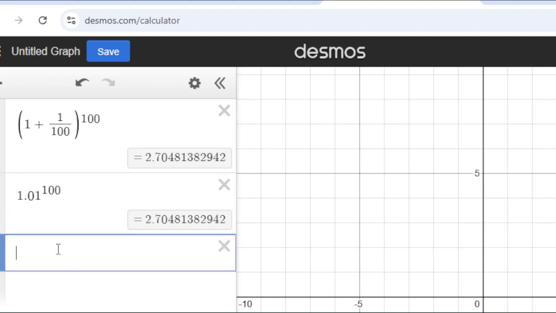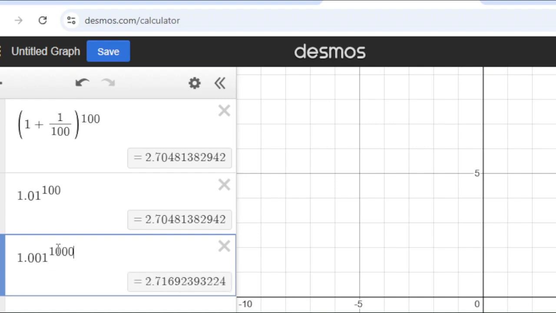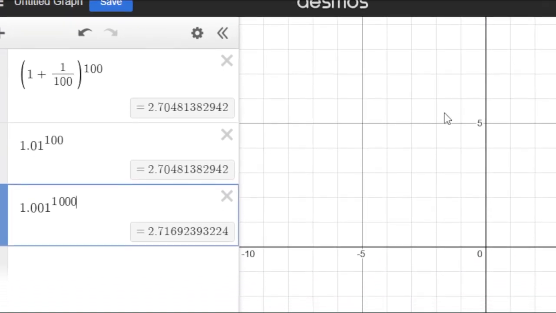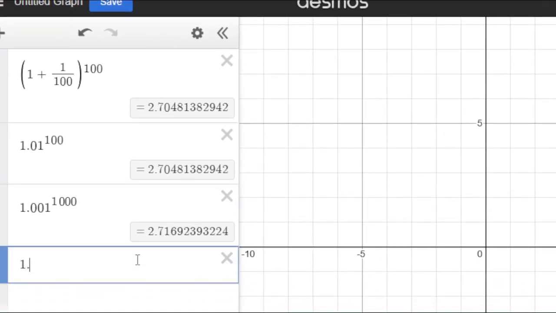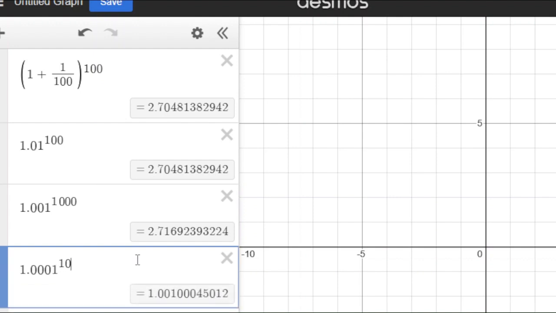Okay, now the next one's going to be 1.001 raised to the 1000th power. And the one after that's going to be 1.0001 raised to the 10,000th power. Okay, and notice these numbers are going to start getting closer and closer to that number e. In fact, the bigger the number we plug in, the closer this is going to be to e. But again, round these to 5 decimal places.